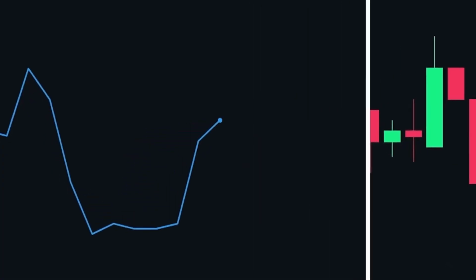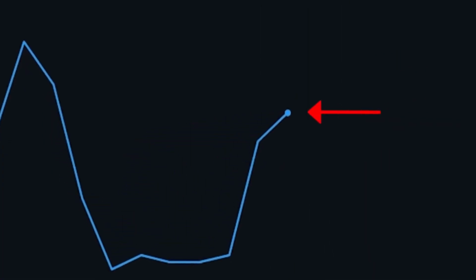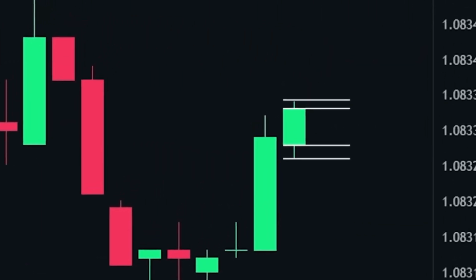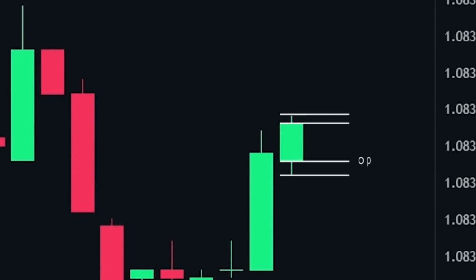However, notice that the line chart only shows us one piece of information, the closing price for each period. In contrast, the candlestick chart provides 4 pieces of information for the same time period. First, there's the open, which is the opening price for that period. Next is the high, which shows the highest price reached within that period. Then, there's the low, which is the lowest price reached during that period. And finally, the close, which is the closing price.